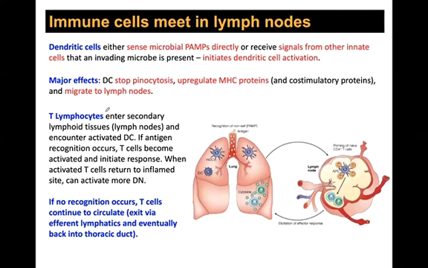If they don't recognize it, then they spend about 24 hours looking, they don't see their right antigen, so they just leave via the afferent lymphatics, or sorry, they leave via the efferent lymphatics to go to the next lymph node.